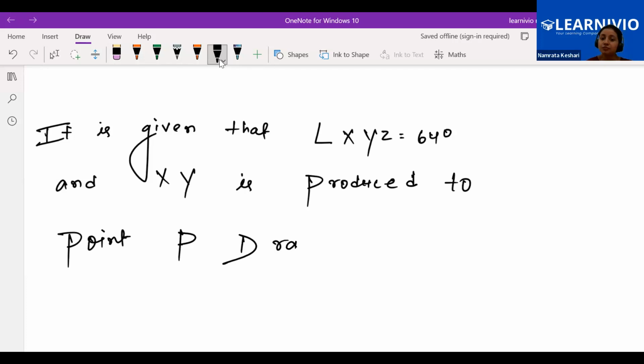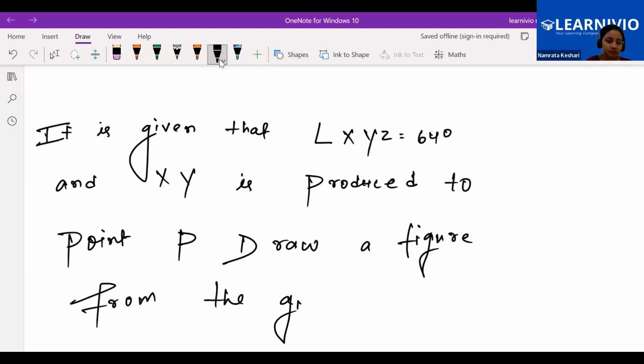Draw a figure. Figure is not given. In mathematics, in this type of question, when the figure is not given, it's more difficult. First, we have to draw the figure perfectly and then we have to think about the solution. Okay, so it says that draw a figure from the given information.